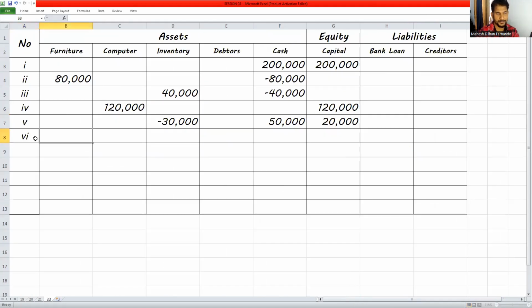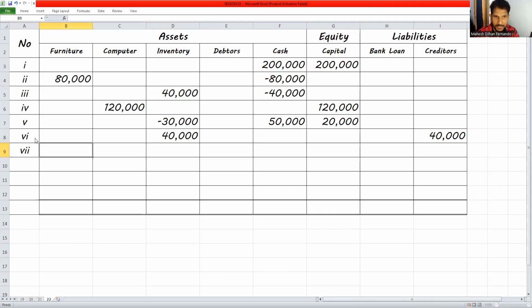Number 6, purchase goods valued 40,000 on credit. Inventory plus 40. Once you see "on credit", think. Now, what I've told you, sir told me: credit purchases don't change the balance of cash, but they increase a liability called creditors, which is increased by 40,000 rupees. Got it? Good.